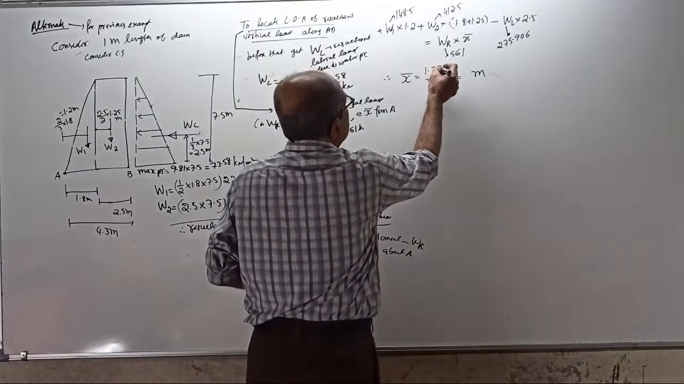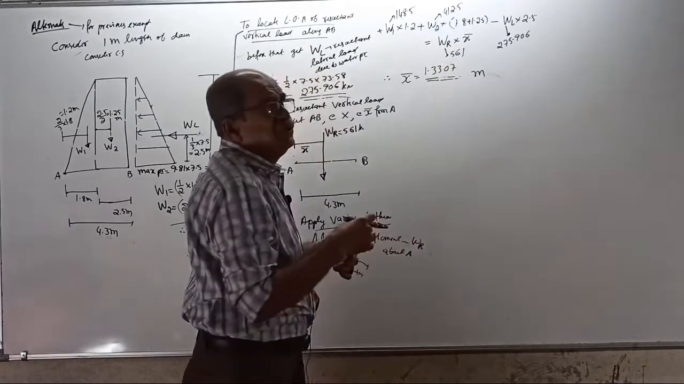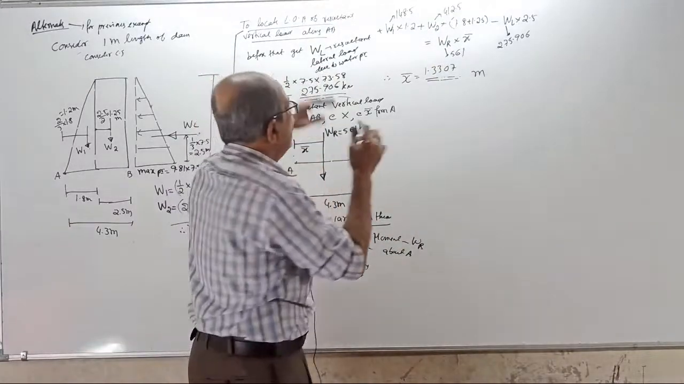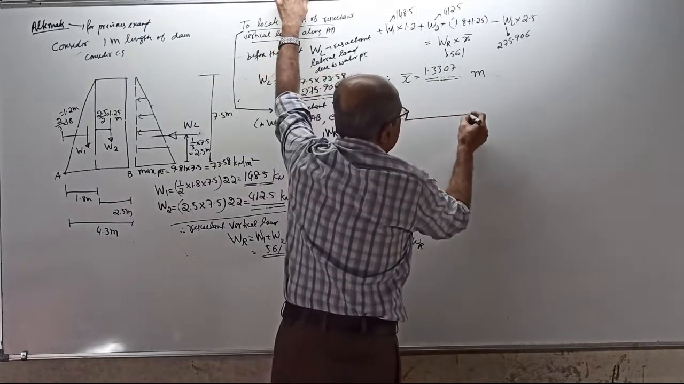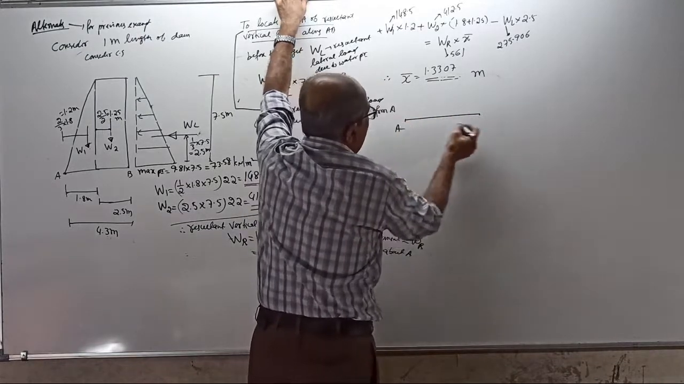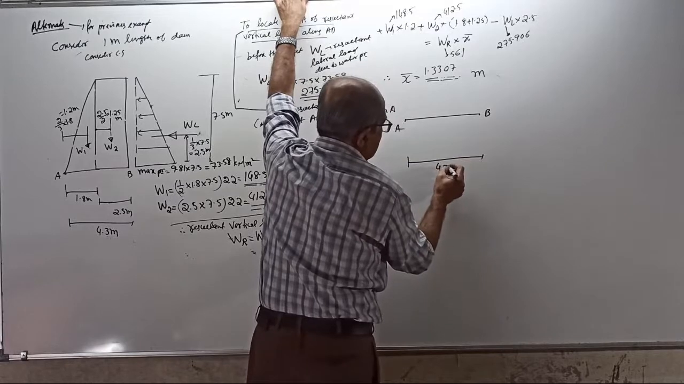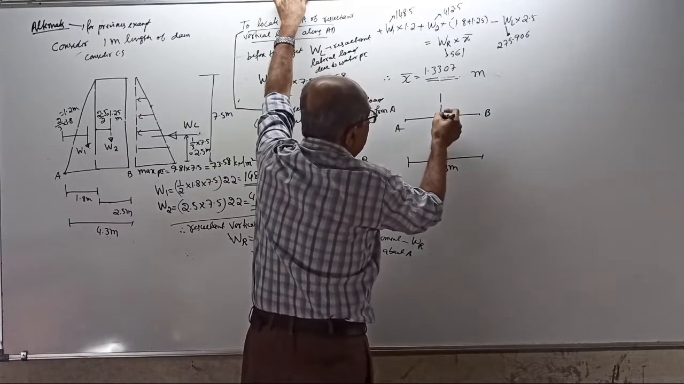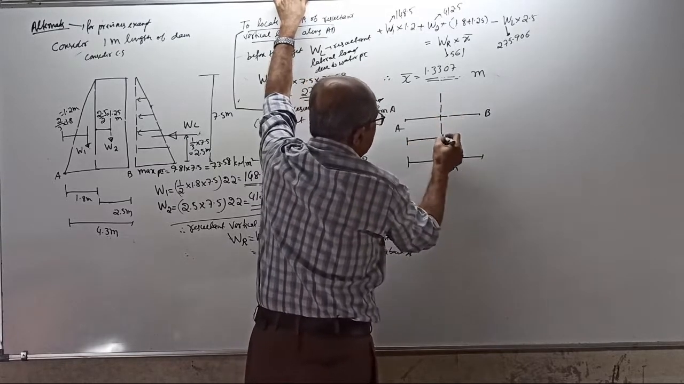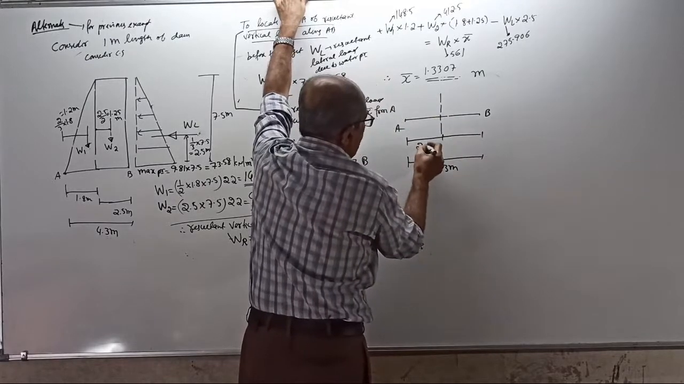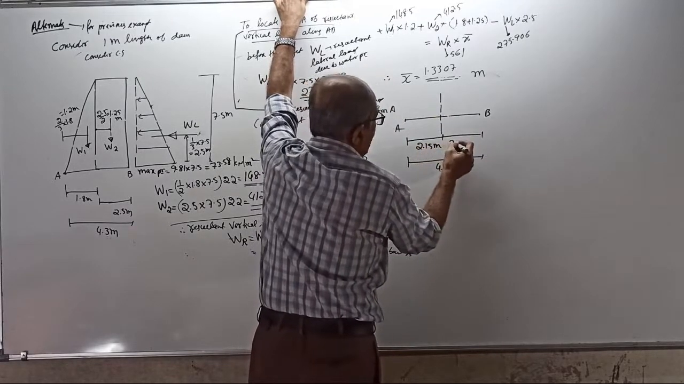X bar is 1.3307 meter. As soon as you get X bar, there is a little work left. Put the baseline. This is A, this is B. This full width is 4.3 meter. Mark the center of gravity, the base center. This is half of the distance, 2.15 meter, 2.15 meter.